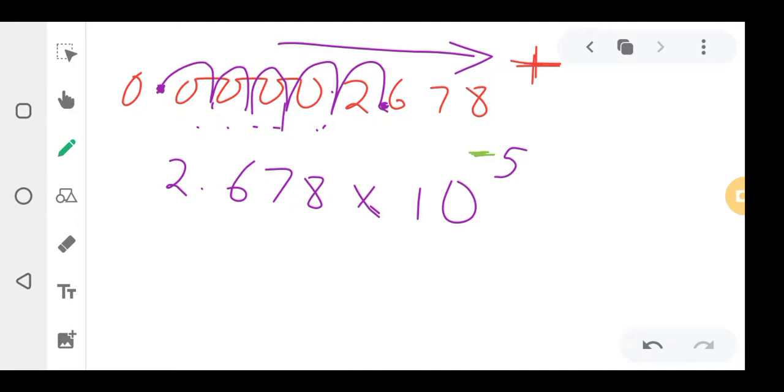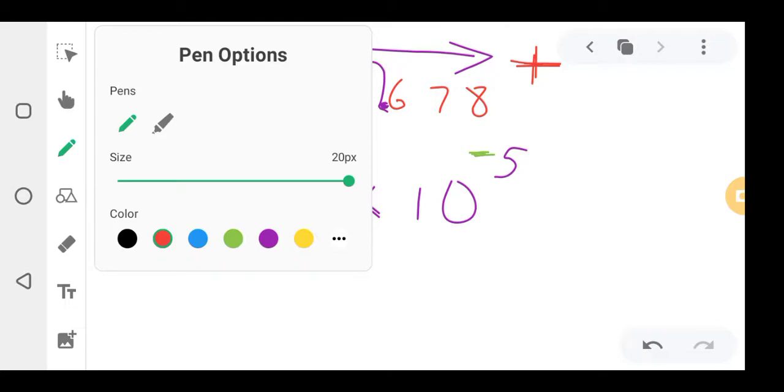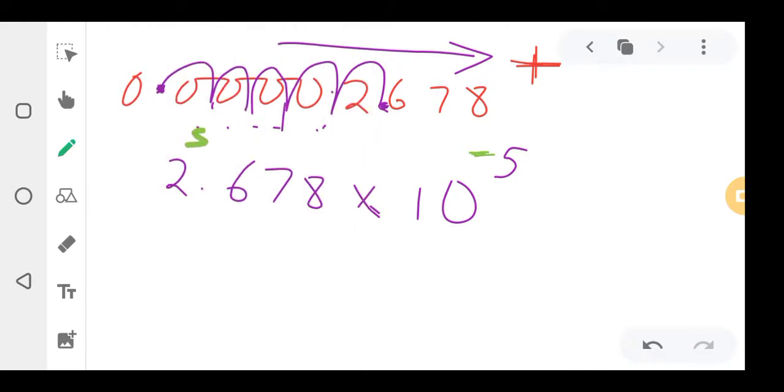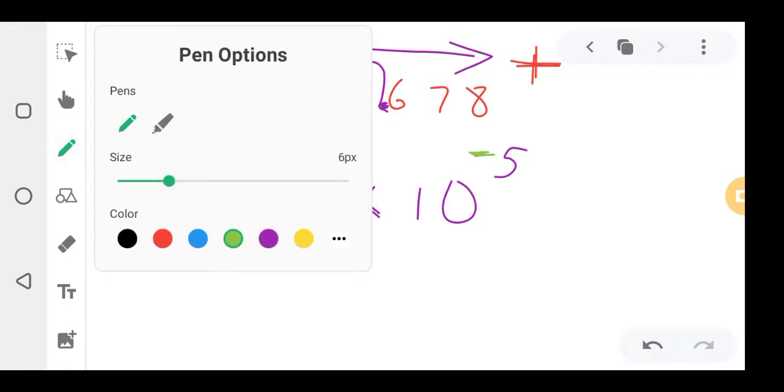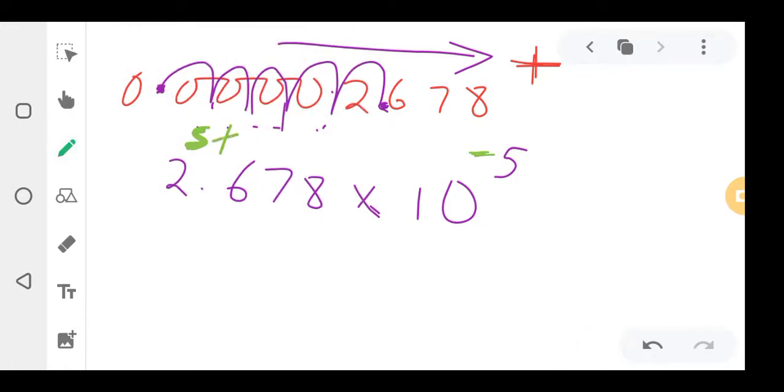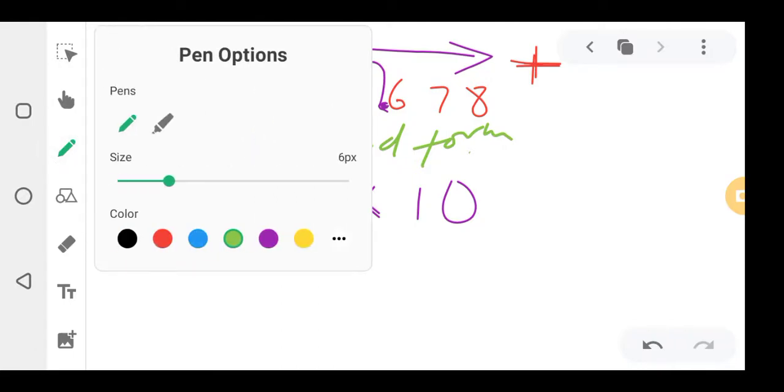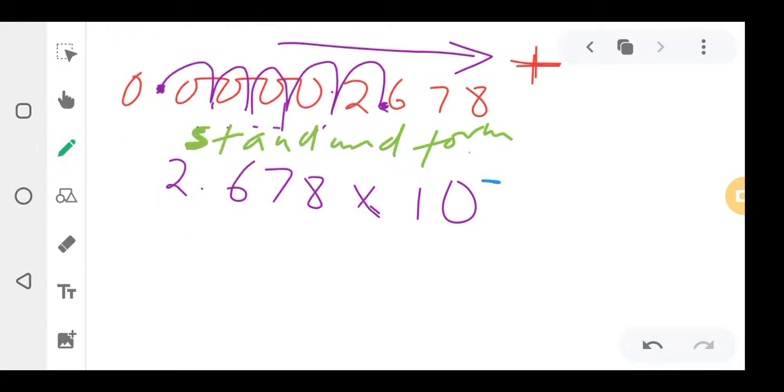So this is in what? In standard form. Whatever I've written here is in standard form. That's -5. 10 to the power -5. So this is in standard form.